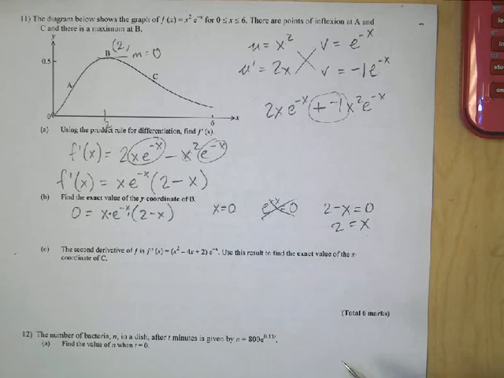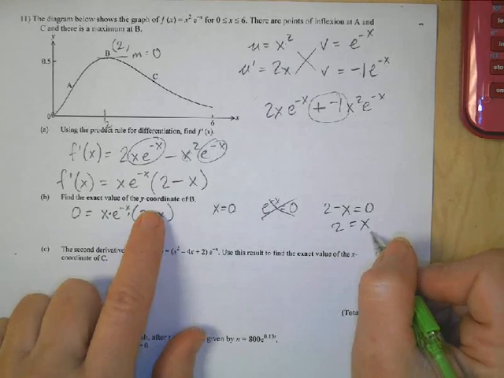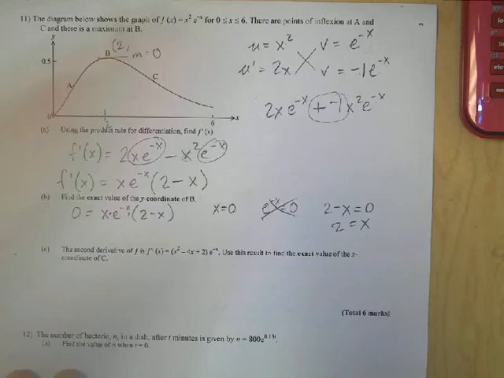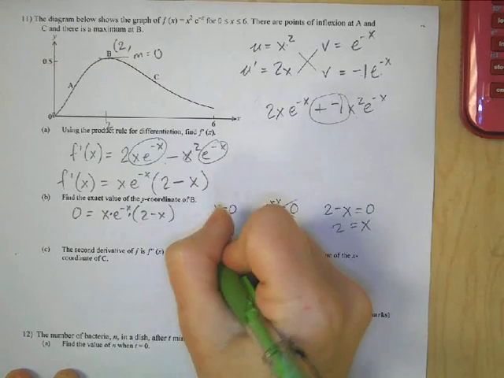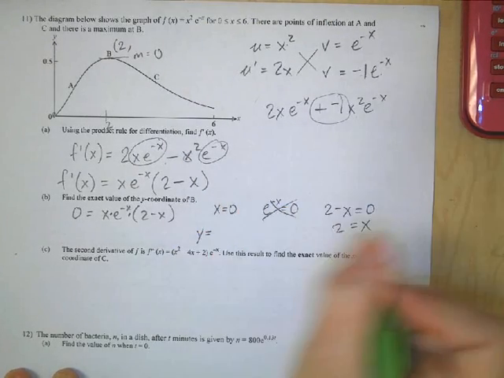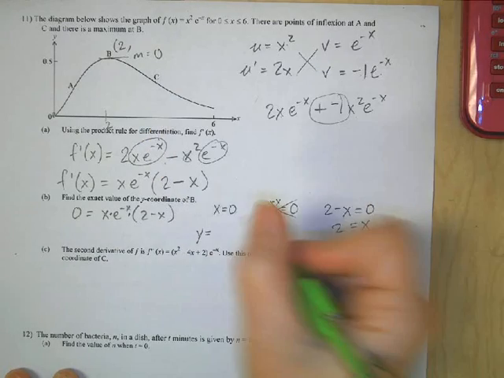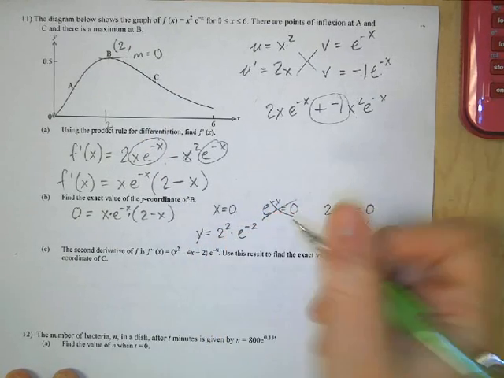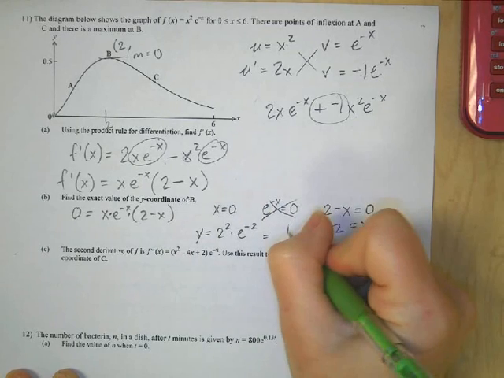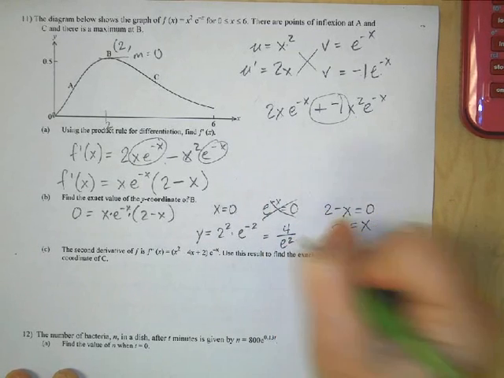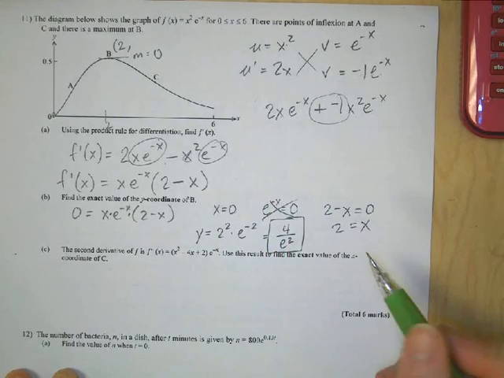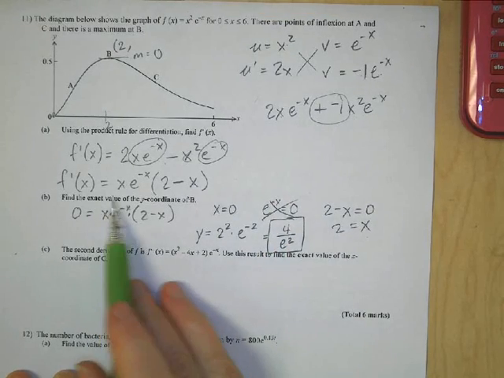Interesting. Okay, so if I want to find the y coordinate, I now need to plug that back into the original problem. So y is equal to x squared, so that'd be 2 squared times e to the negative 2. And if I simplify that, I get 4 over e squared. Okay, so that's the y coordinate. So that's the answer to part B, find the exact value of the y coordinate.